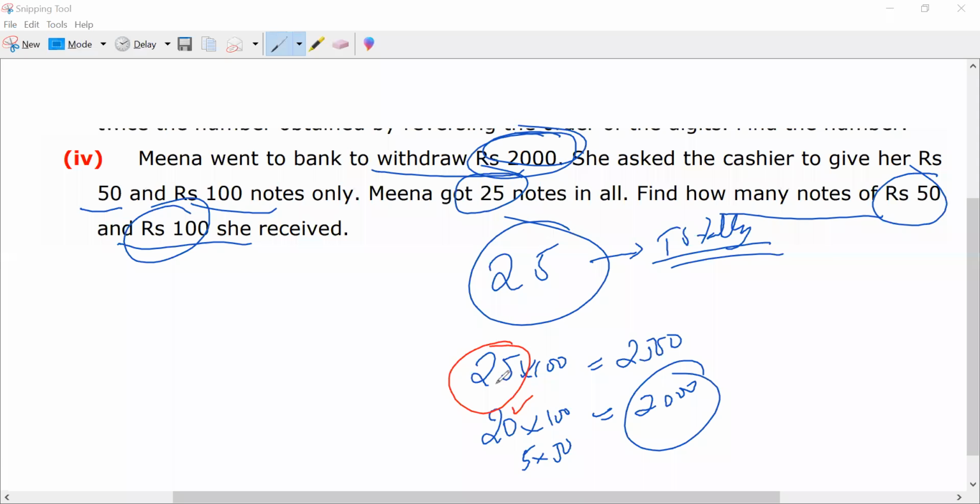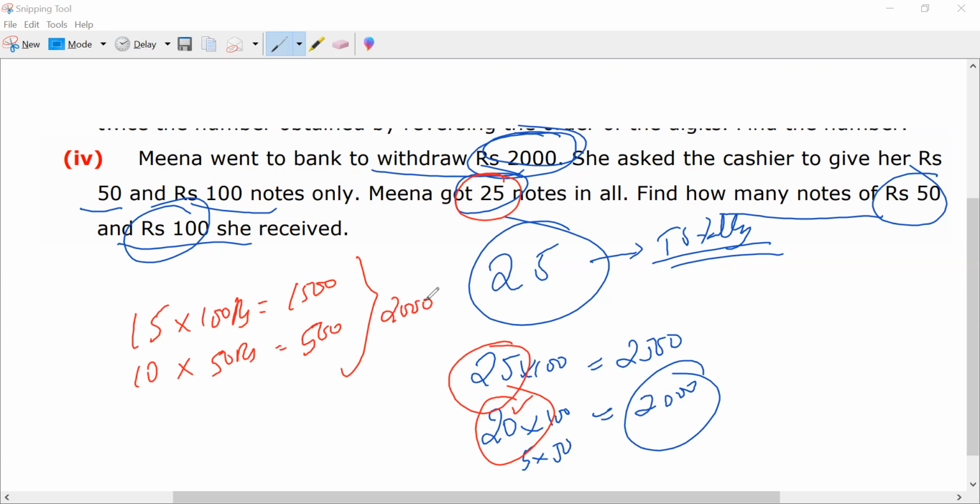Suppose now I am taking 1500 as the amount in 100 rupees notes. Correct? 15 notes of 100 rupees, and totally I'm getting 25 notes, so there are 10 notes of 50 rupees. That is 500. Now this is giving me 2000. So without solving anything, I got the answer.